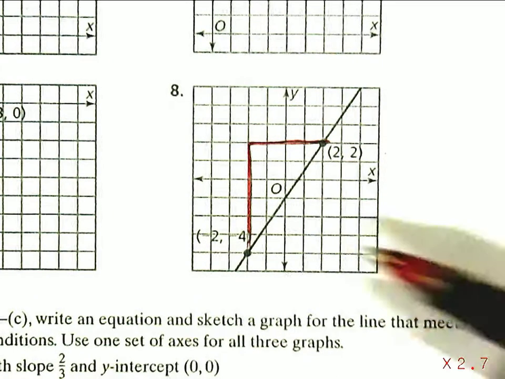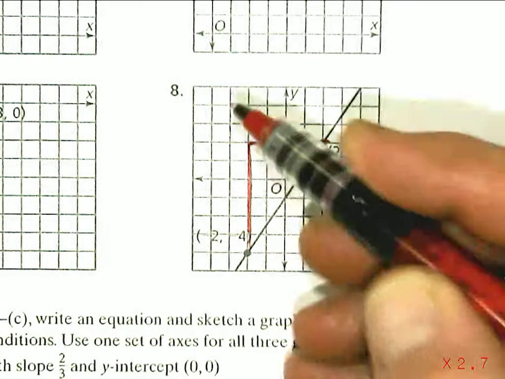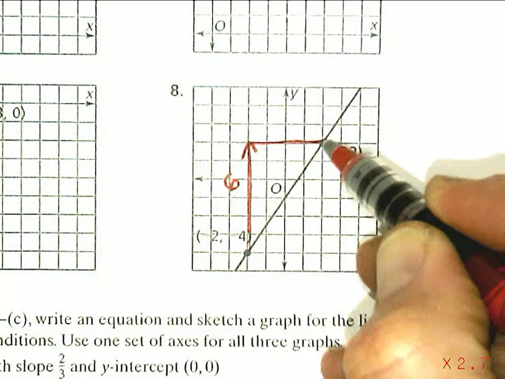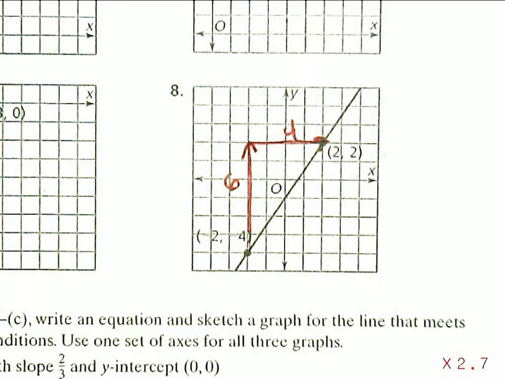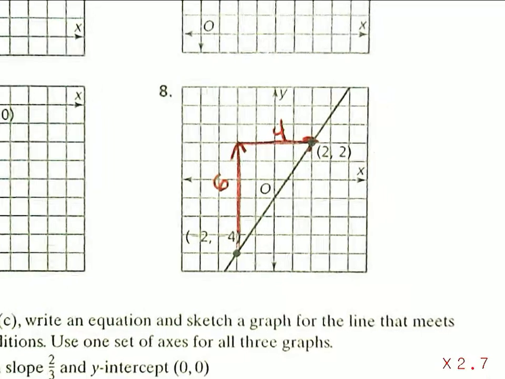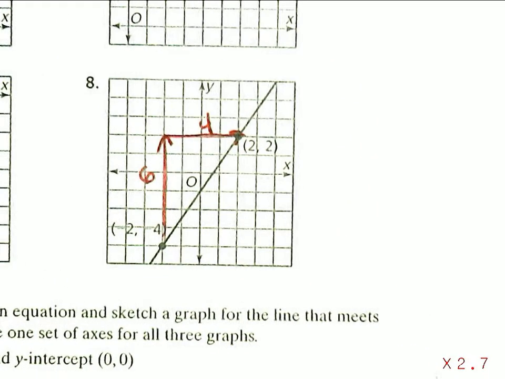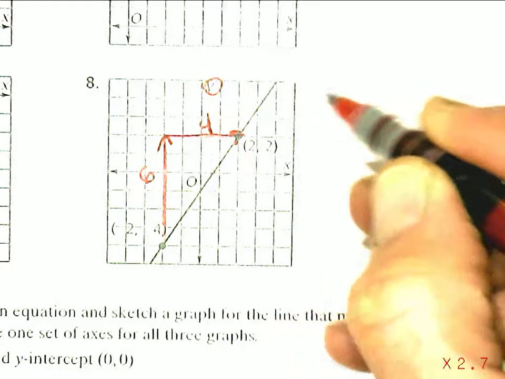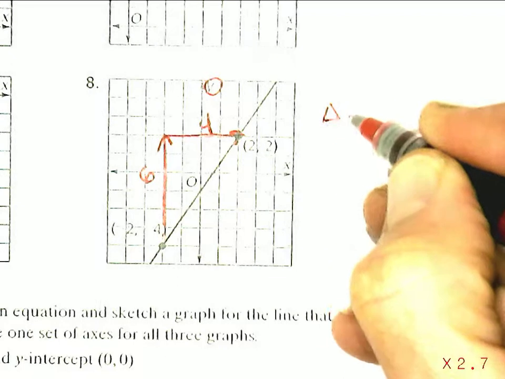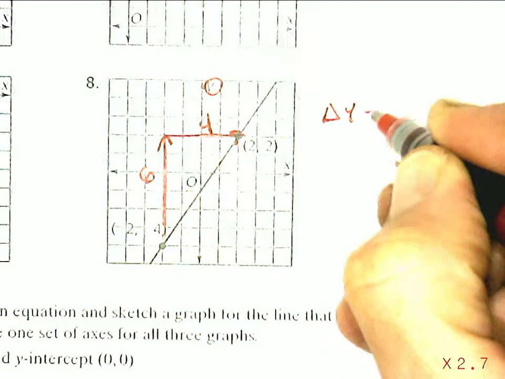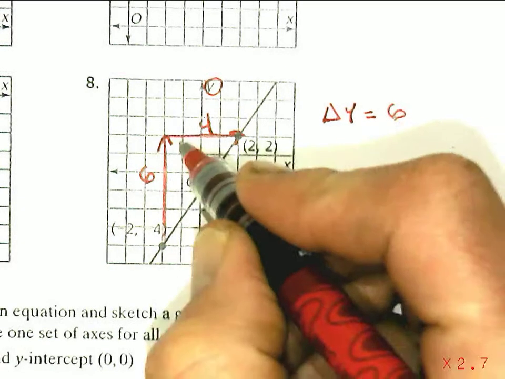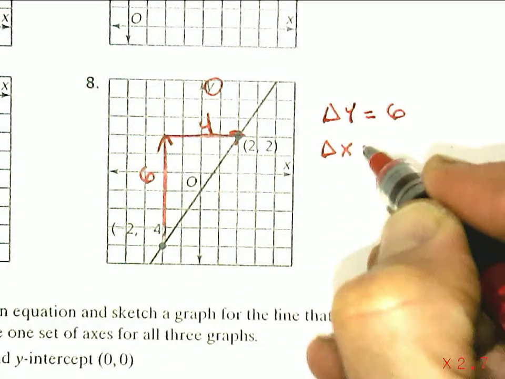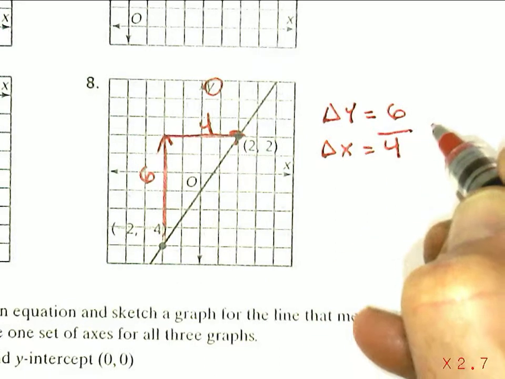So I went up 1, 2, 3, 4, 5, 6. So that's the change in y. Goes up 6, and then 1, 2, 3, 4 over 4. And so that actually gives me my slope of this line. Move this over so I have some space to write here. So my change in y, the up and down part, y is always up and down. So my change in y is up 6, and my change in x is over 4.